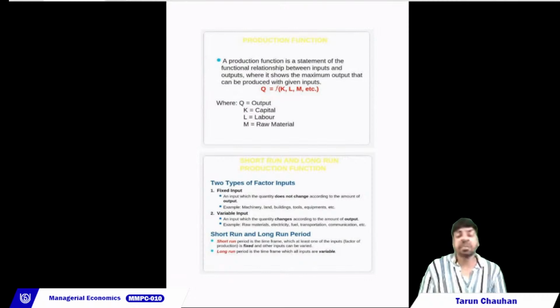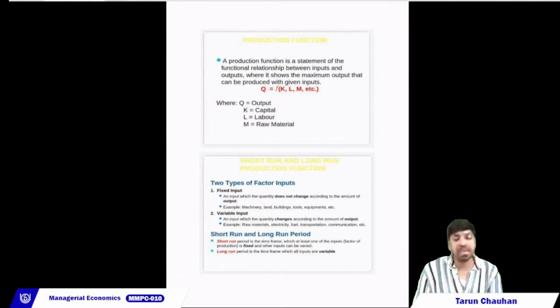Even if you can say that it produces the same level of output, land couldn't be changed. It is always a fixed input. Buildings are always fixed. Tools are also fixed. Equipment is also fixed. And that's called the fixed inputs.